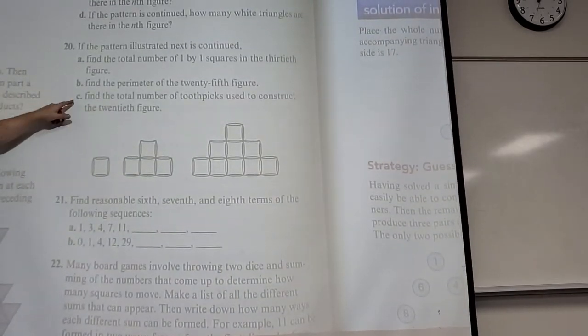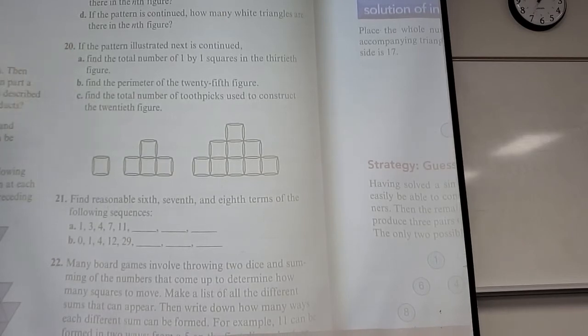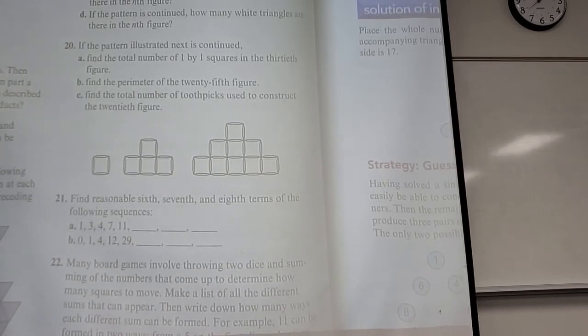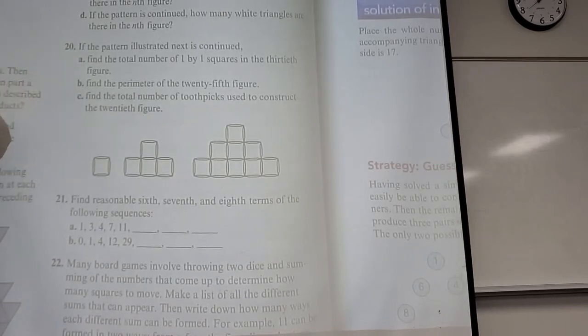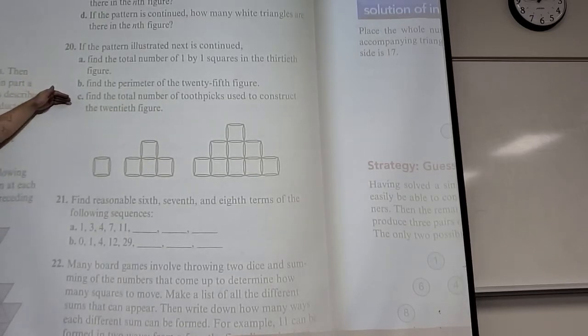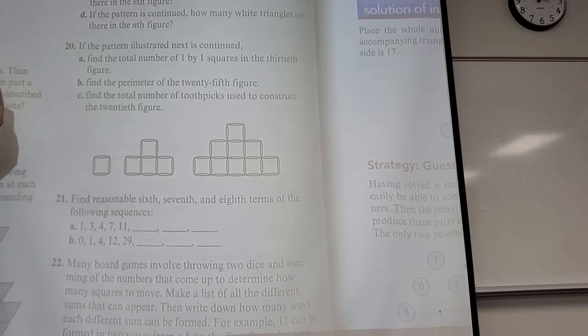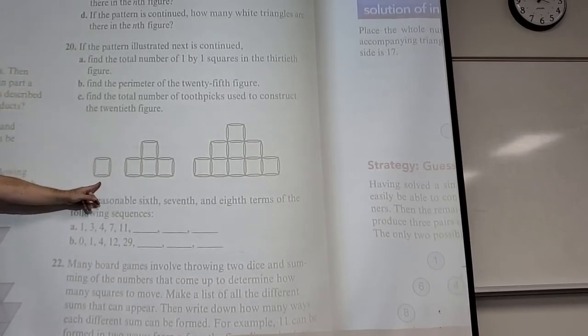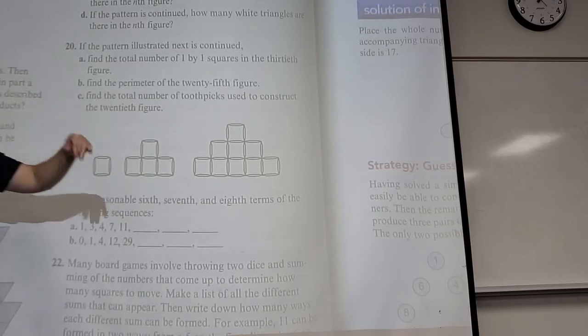Find the total number of toothpicks. So part A, you had to do a sequence of number of squares. Part B, you had to do a sequence of perimeters. So part C, you have to do a sequence of number of toothpicks. So the first number in our sequence of number of toothpicks would be what?